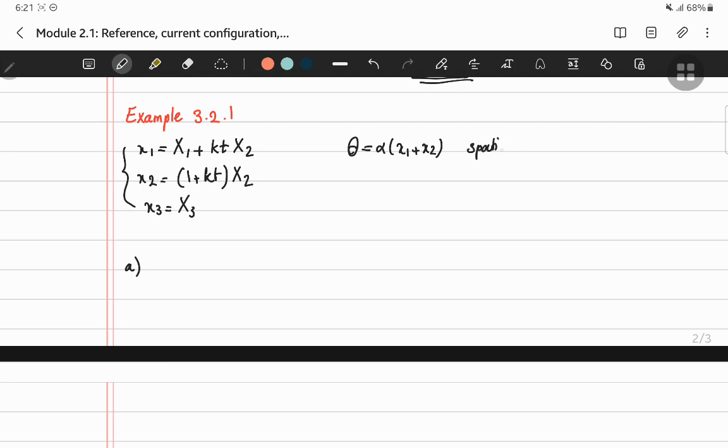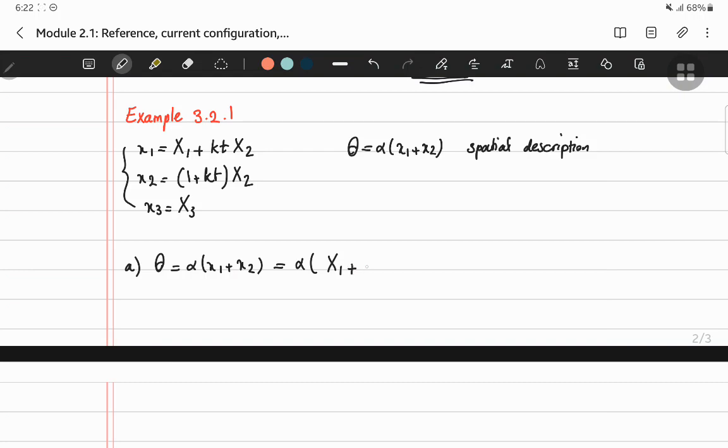So this is the spatial description, and we want to know what is the material description, or the Lagrangian point of view, here. So theta is equal to alpha x1 plus x2. And for this, we only need to substitute x1 from here and x2 into here.